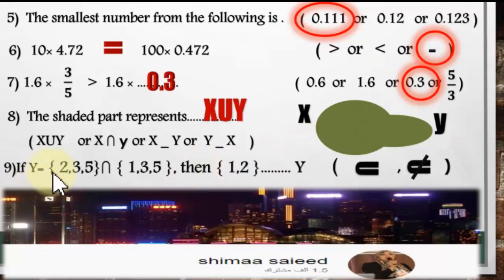If y equals the set of 2, 3, and 5 intersects the set of 1, 3, and 5, then the set of 1 and 2, subset or not subset from y? Y equals the set of, excellent, 3 and 5. So the set of 1 and 2 is not a subset from y.